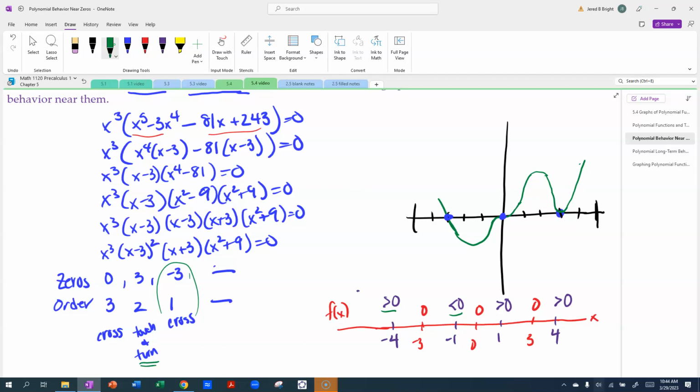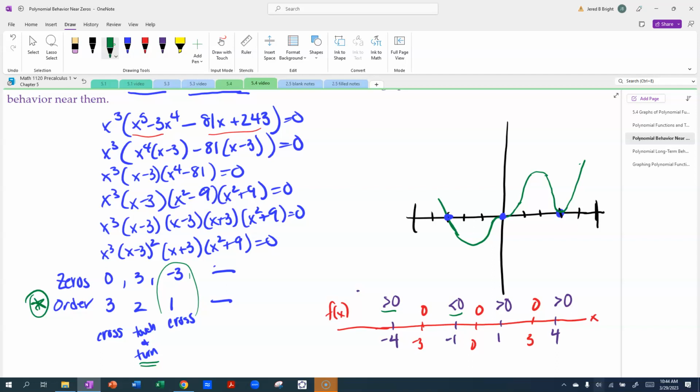So how did I do that again? First of all, I found the zeros and I looked at their orders. Their order is going to tell me whether I cross or touch and turn around. To figure out exactly how it crosses or turns around, I looked at the function value. So I made a little number line and put my zeros on there, those are in red. And then I just took test points: -4, -1, 1, and 4, anything that's on either side of a zero.